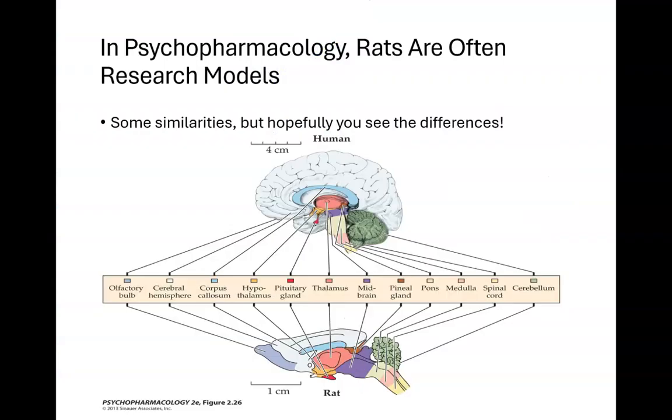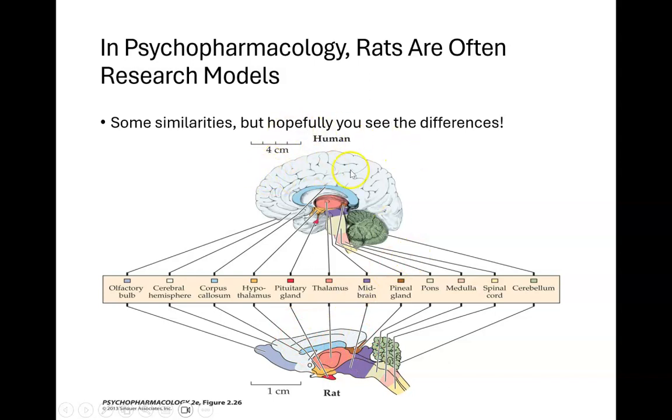Now, in psychopharmacology, as your textbook is going to talk about, rats are often going to be the research models. Now, there are going to be some similarities. Notice that the rats tend to have a very similar structure in their major locations of the brain. And that's because, like us, rats are mammals. However, notice that we have considerably more association areas than rats do.